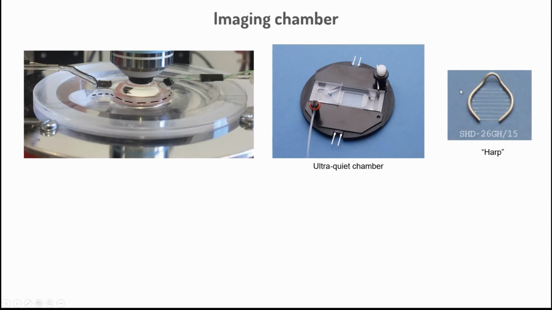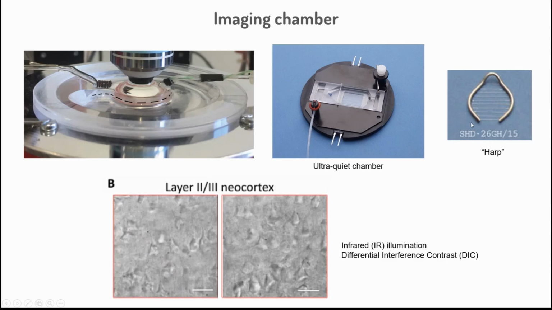And normally we hold the slice with something that we call the harp, because it looks like a harp, and this will maintain the slice in place even with small changes of water, of ACSF. And normally in our microscope, because it's a microscope for ex vivo, we have infrared illumination and differential interference contrast. This is typical from electrophysiology setups, but we have the same in the 2-photon, because in this case, using this type of illumination before using the 2-photon, you will be able to see the neurons, you will be able to see the tissue, and you will be able to see where you are.